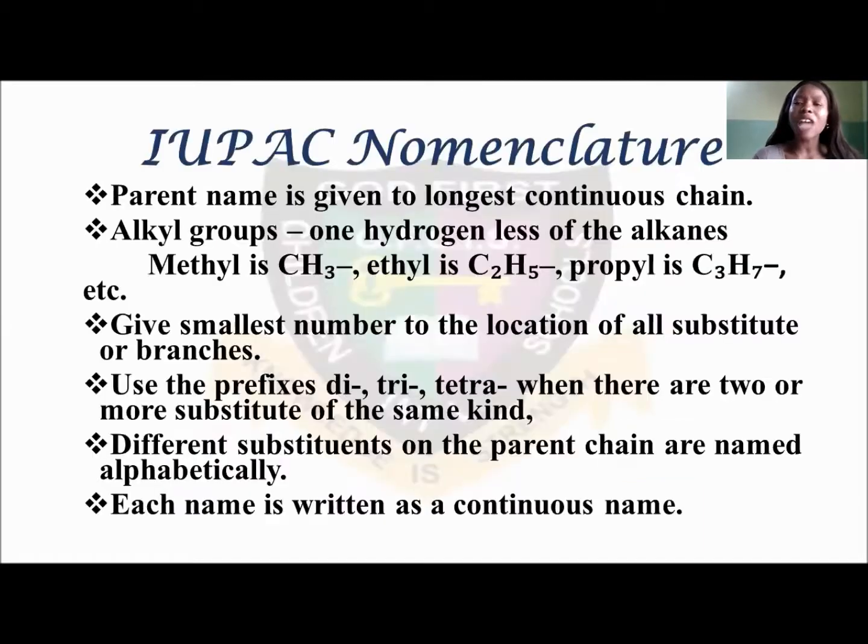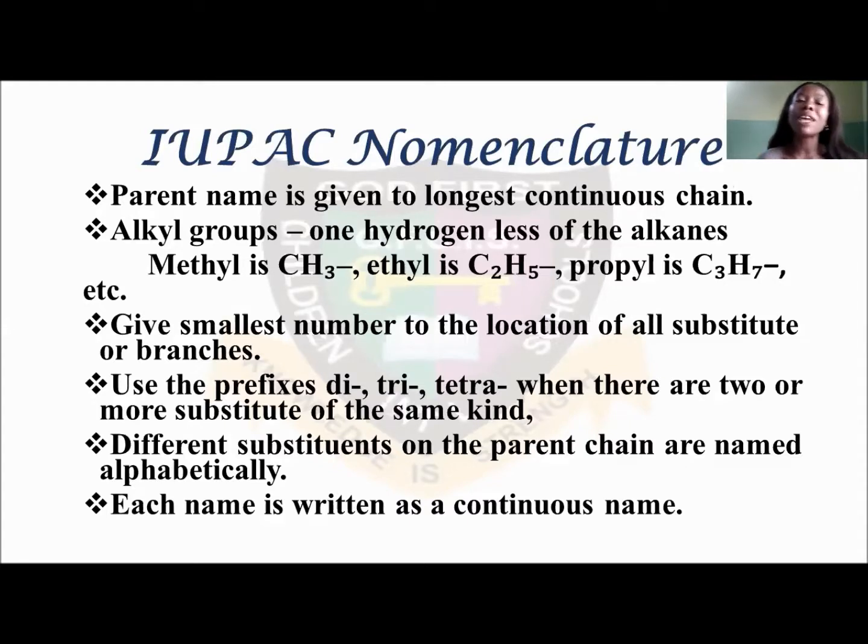Then we go to IUPAC nomenclature. IUPAC means International Union of Pure and Applied Chemistry. It's a body that regulates operations in chemistry. IUPAC gives rules for naming organic compounds. So when you have an organic compound, how do you know the proper name of this compound? IUPAC has given rules.